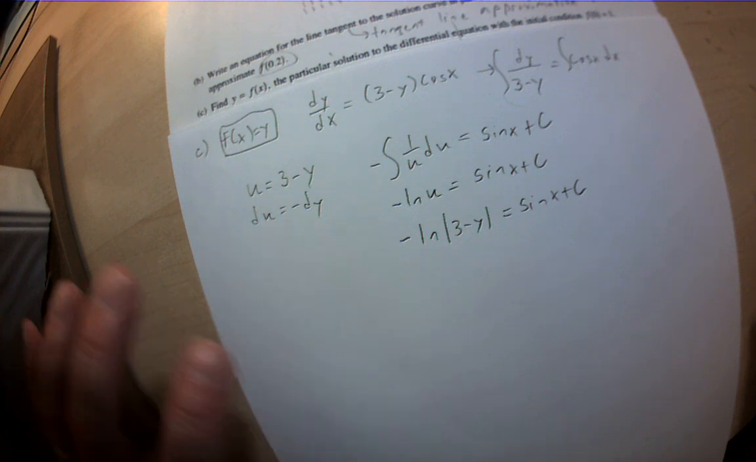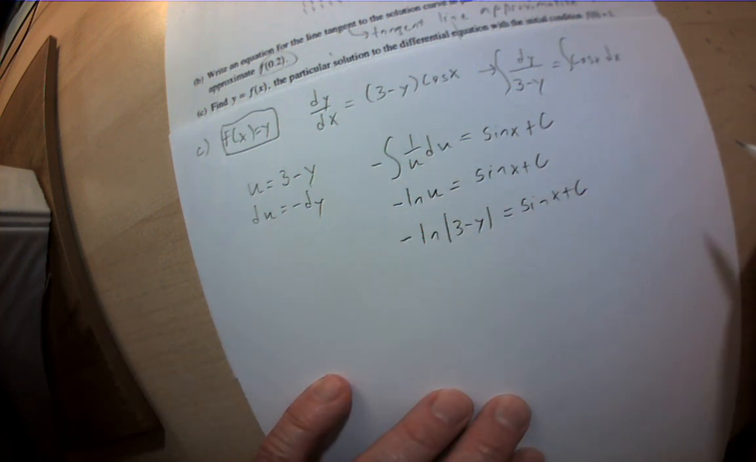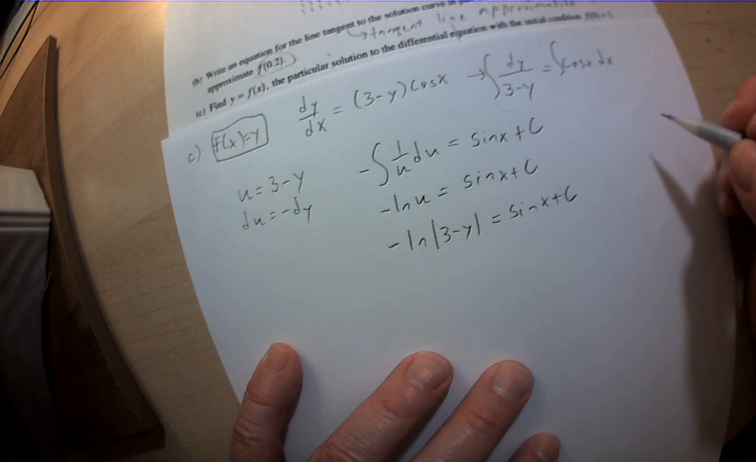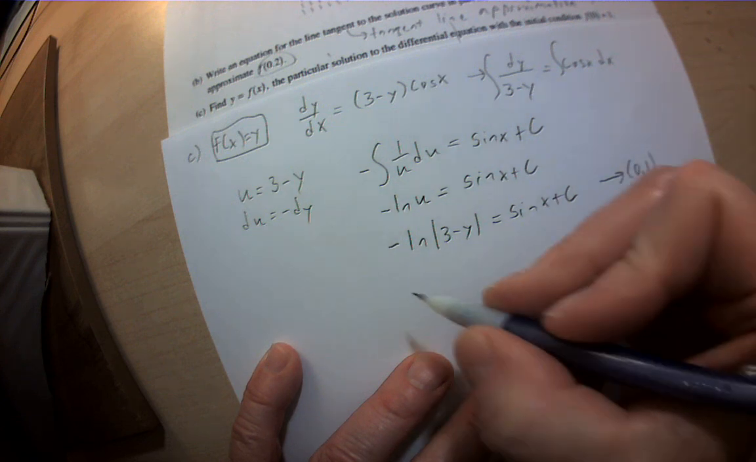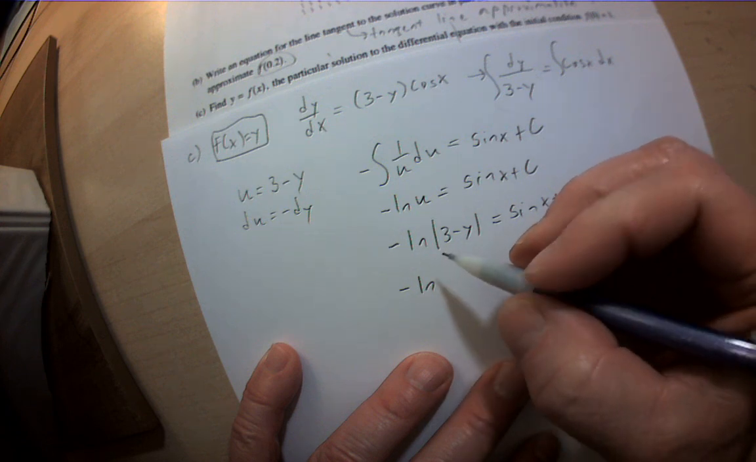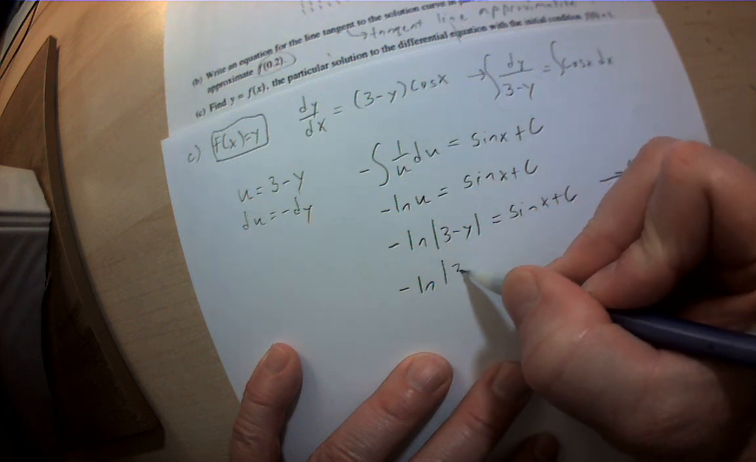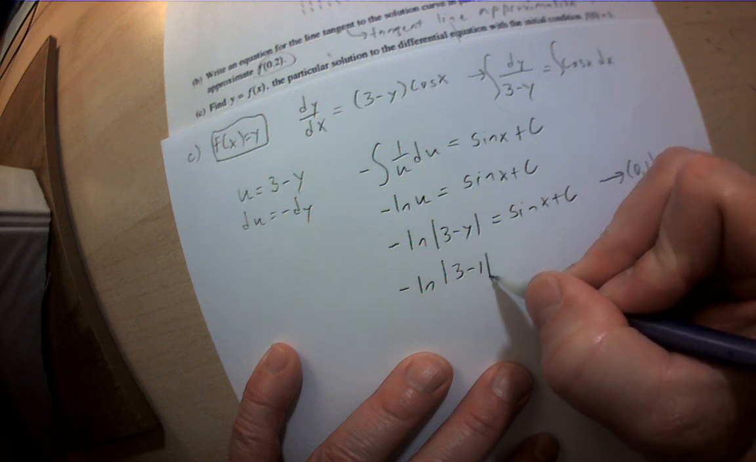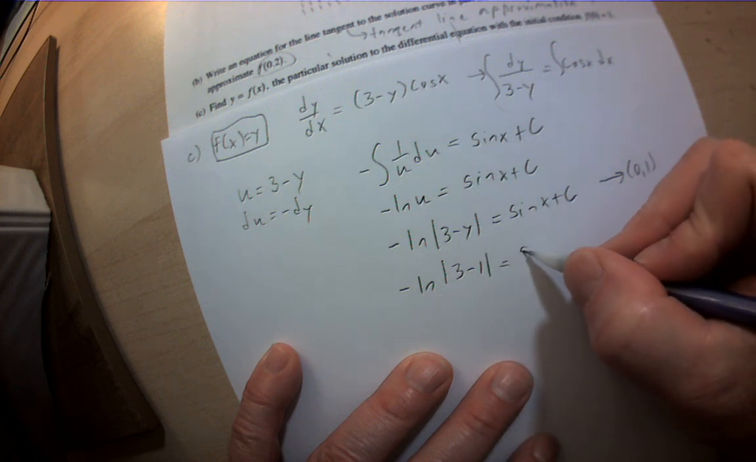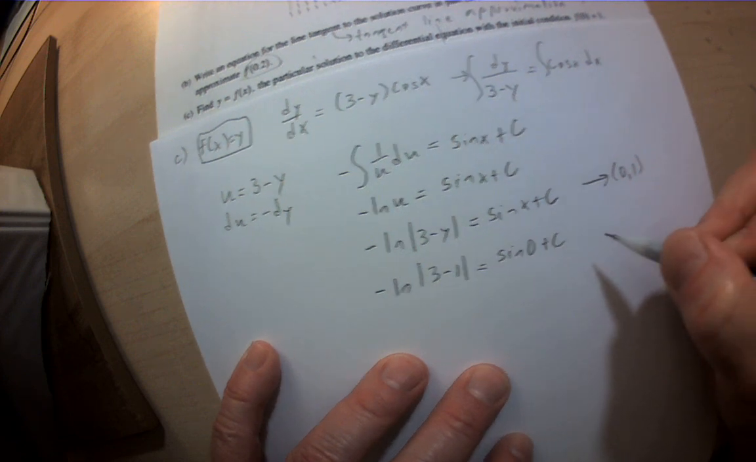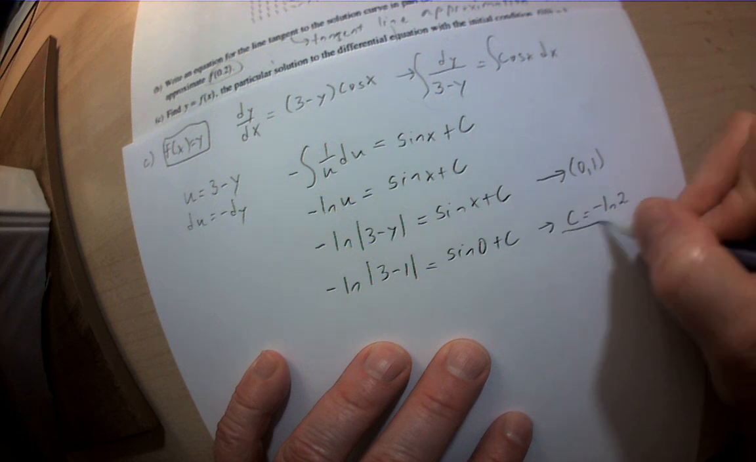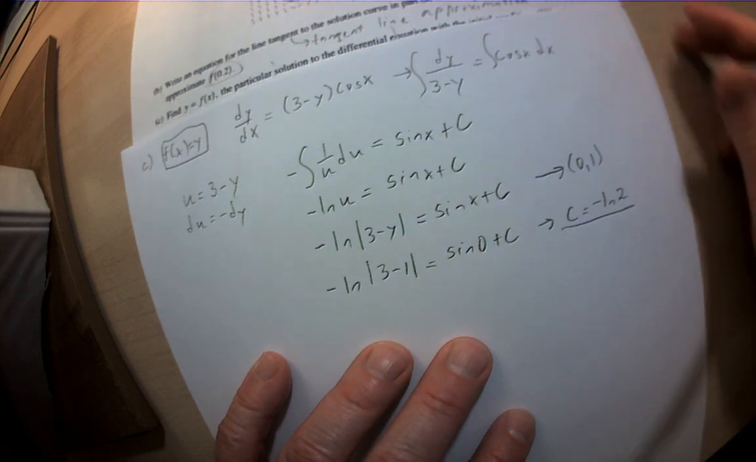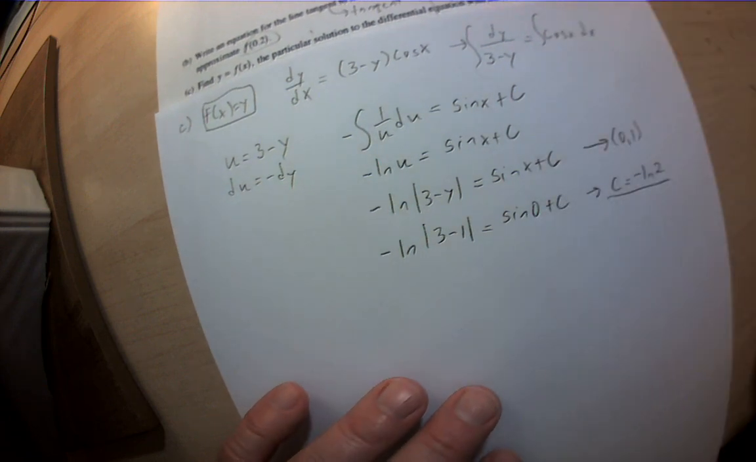They're going to give you 1 point if you can solve for c. So I'm going to plug in the initial condition that they give me. What's the point that I'm dealing with? 0, 1. So I've got the point 0, 1. So if I plug them in, I get the negative natural log of 3 minus 1 equals sine of 0 plus c. So that tells me c equals the negative natural log of 2. We're up to 4 points. You've got 4 of the 6 points by solving that far. Okay?